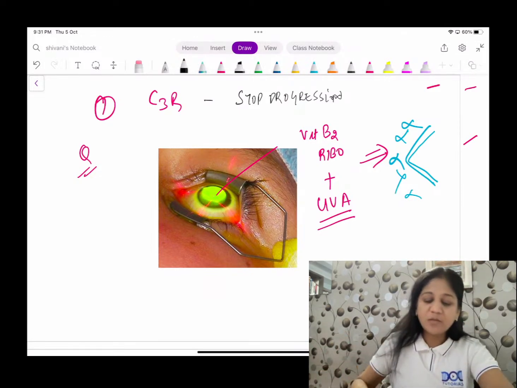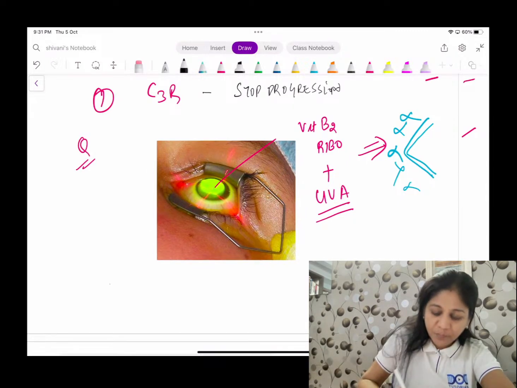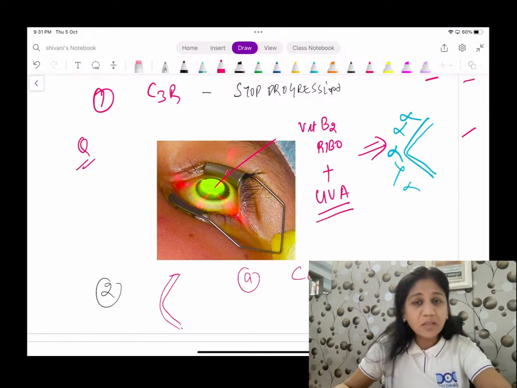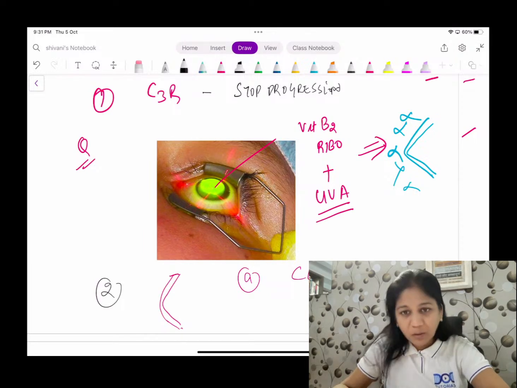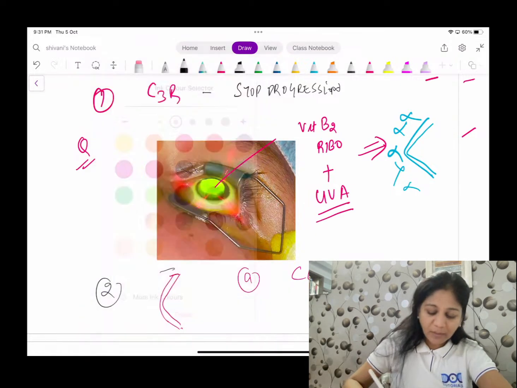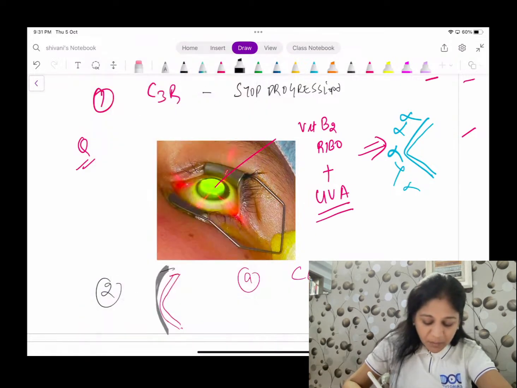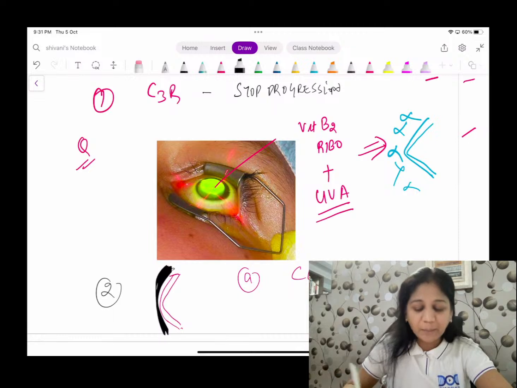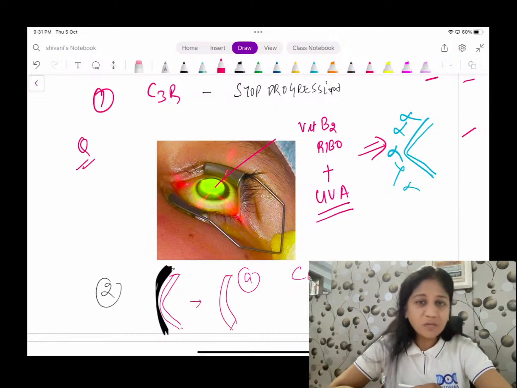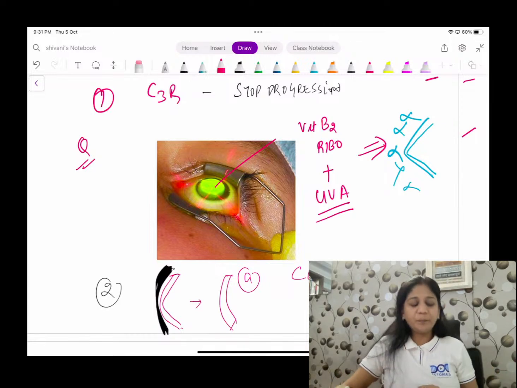So what to do? Friends, for this we have two options. To make the corneal curvature back to normal, the first option is putting contact lenses. These are rigid gas permeable contact lenses. It is said that if you put rigid gas permeable contact lens for a long period of time, the corneal curvature will come back to normal. Okay, so this is the first option. You can put rigid gas permeable contact lens.